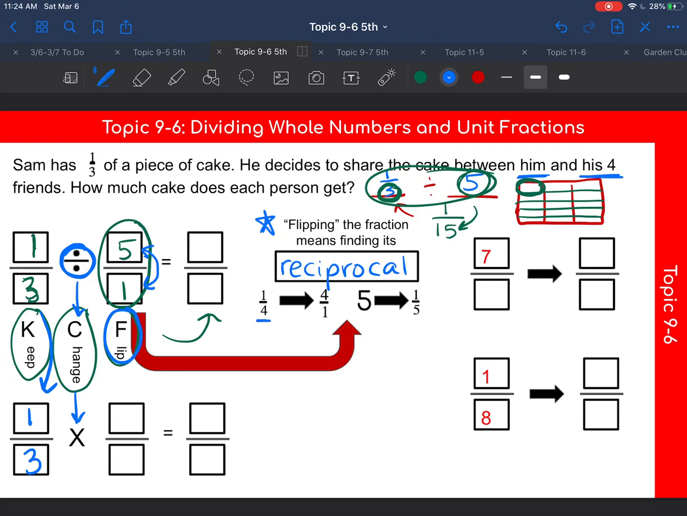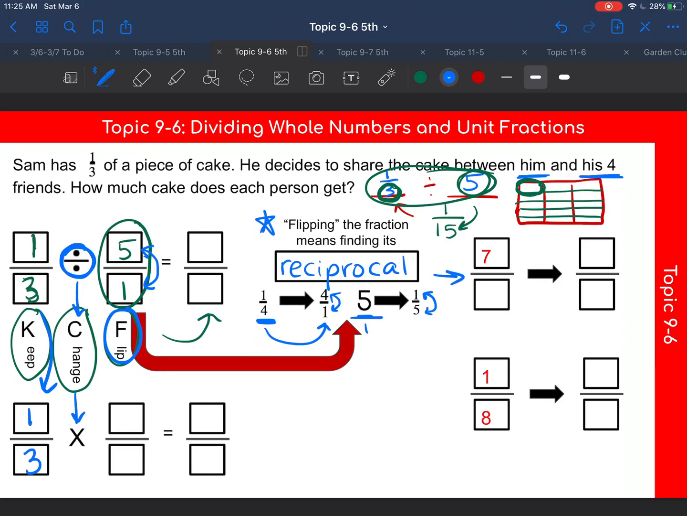Reciprocal is a fancy word for just the opposite numerator and denominator. So for example, the reciprocal of 1/4 is 4 over 1. They are not equal; 1/4 is not the same as 4 over 1. They are called reciprocals. The reciprocal of 5, if we put that over a 1, is 1/5. The numerator and denominator just switch.